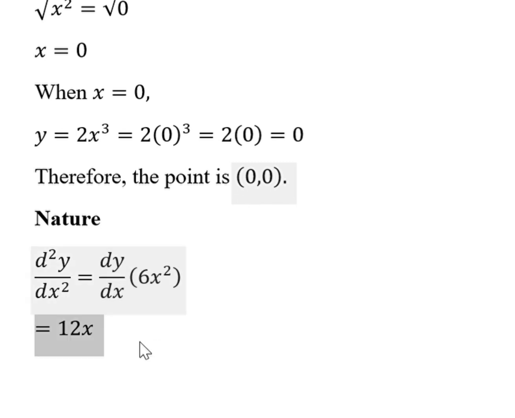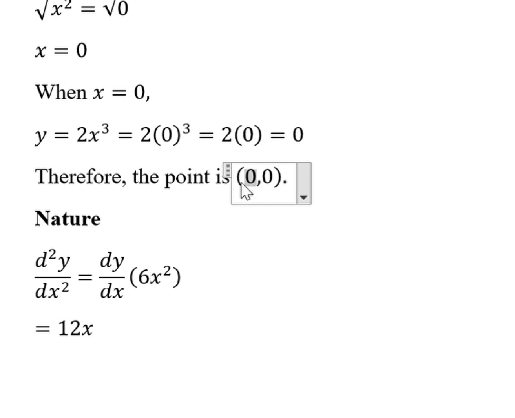Now, we have the turning point as (0, 0). Take the x coordinate, which is this 0 here, the left 0. Substitute it here. If the final result gives you a positive value, then it means that is a local minimum point. If it gives you a negative answer, it means that's a local maximum point. But if it gives you 0 or infinity, that means that's a point of inflection.